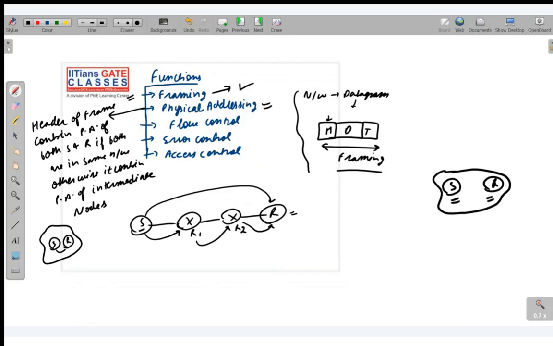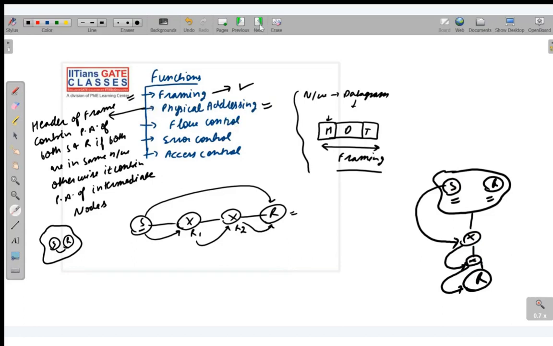But if the receiver is somewhere far away, and in between there are some intermediate nodes connecting them, then this sender will send the frame to this router or intermediate node. Then this intermediate node will send the frame to the next intermediate node, and then that node will send the frame to the receiver. When this is sending to this, the sending physical address will be this and the receiver physical address will be this, and so on. Any doubt? No, sir. Okay, physical addressing is over.